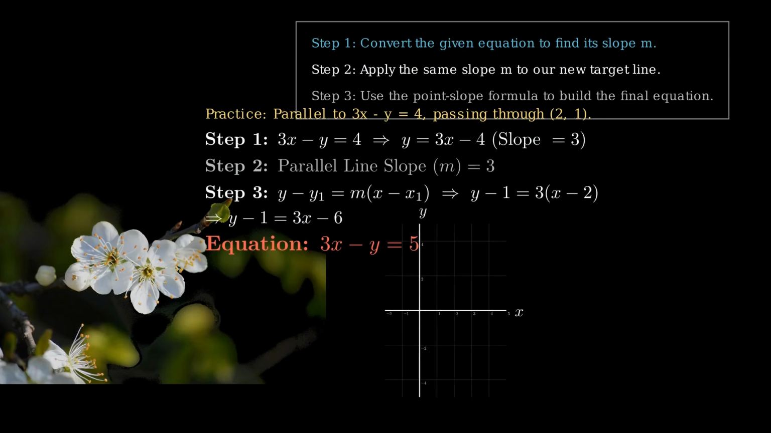Step 2. Since the required line is parallel, its slope must also be exactly 3. Step 3. Apply the point-slope formula. Substituting our point (2, 1) and slope 3, y minus 1 equals 3 times (x minus 2). Expanding and rearranging the terms, we get our final parallel line equation, 3x minus y equals 5.